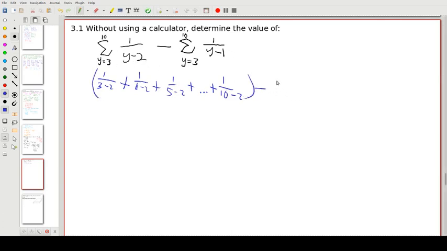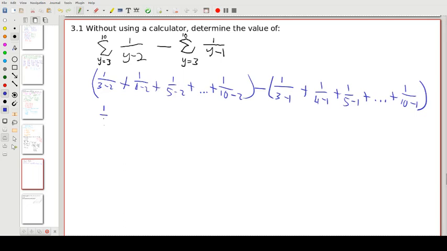Then we get minus, and we do the same with the second one. So the first term is 1 over 3 minus 1, plus 1 over 4 minus 1, plus 1 over 5 minus 1, and again the pattern continues until we get to plus 1 over 10 minus 1. So we see something interesting is happening here, but let's just quickly rewrite this in simple fractions.